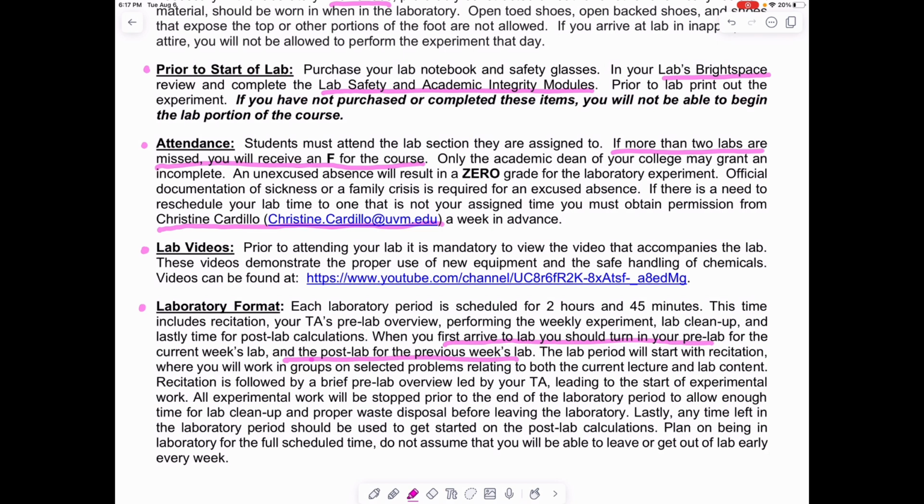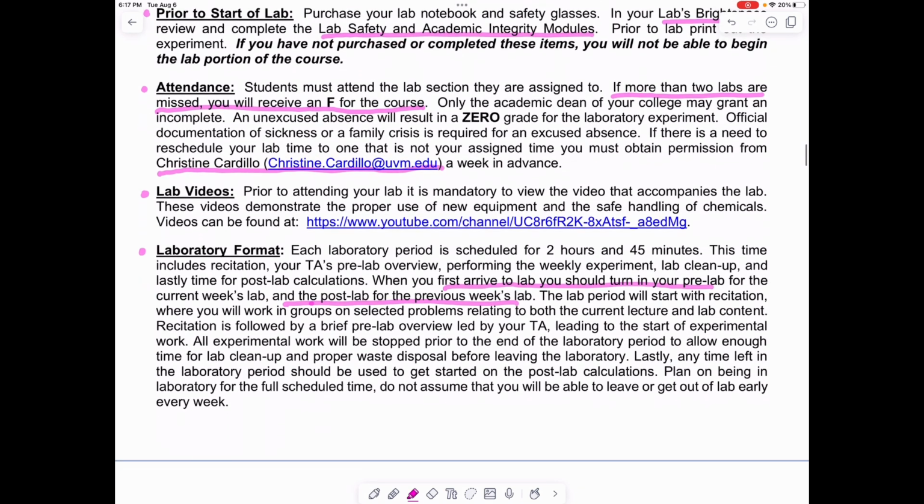So I would plan on utilizing that entire time. If it is a short lab, stay the entire time and work on your post-lab questions so you can get them done. That way the TA will be there, and if you need help on those post-lab questions, you can get that help as well. So I would just plan on being there for the 2 hours and 45 minutes, regardless of whether you finish early or not.